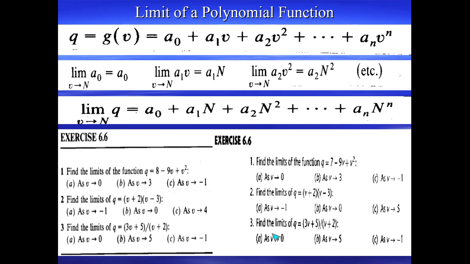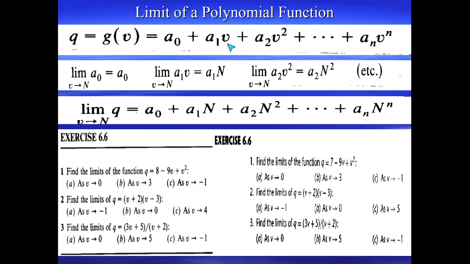All right, and therefore the limit of a polynomial function. Using all these properties, we can now find the limit of a polynomial function. What is it? A polynomial q of v, of course, is a0 plus a1 times v plus a2 times v squared plus a3 times v cubed, etc., up to an times v to the power n, small case n. This is the general polynomial.